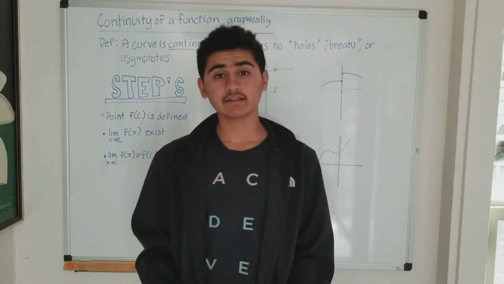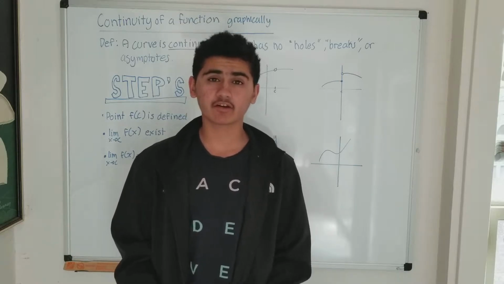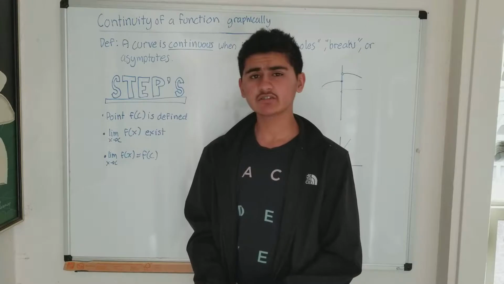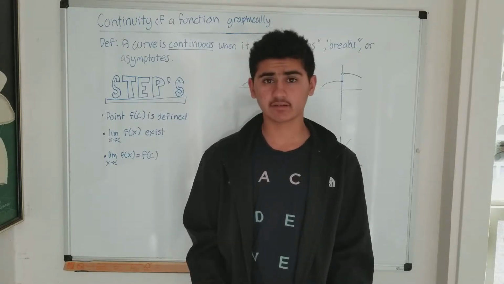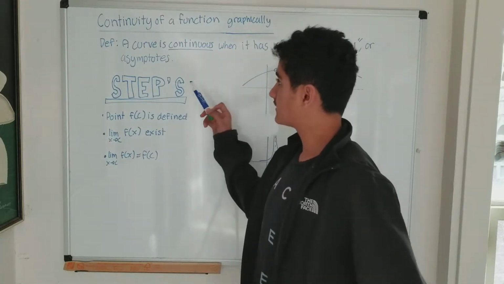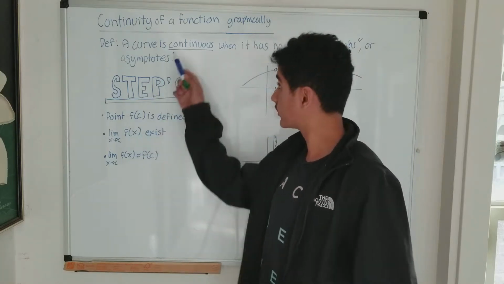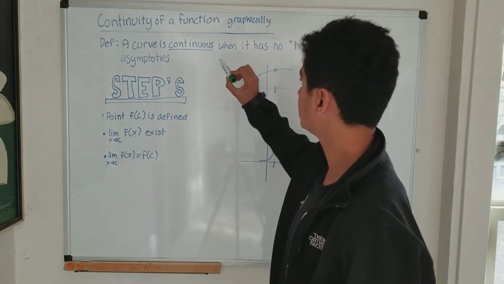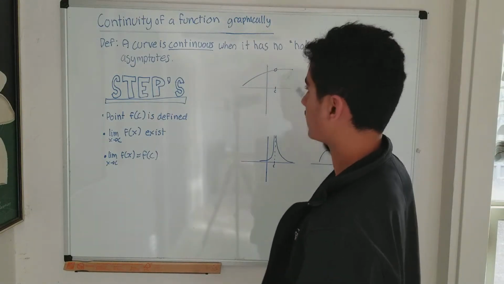Kennedy Middle School. In this video, I want to talk about how to find the continuity of a function graphically. So let's get started. Let's start off by talking about what continuity is. Since we're talking about curves in calculus, the definition is in terms of curves. A curve is continuous when it has no holes, breaks, or asymptotes.